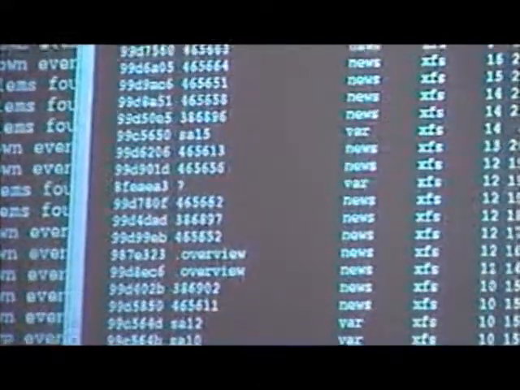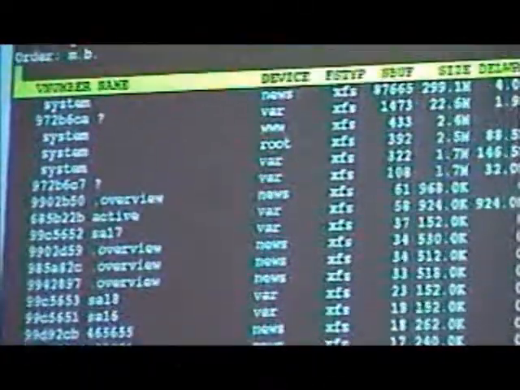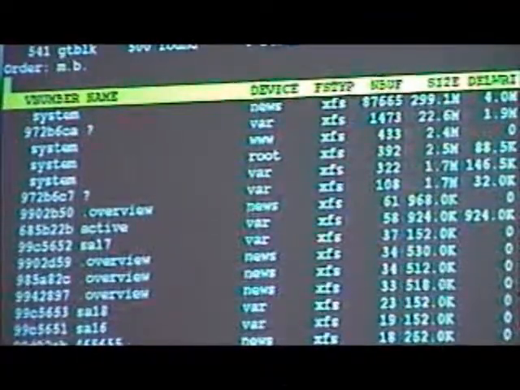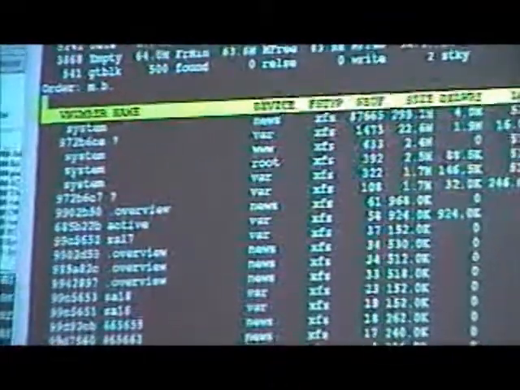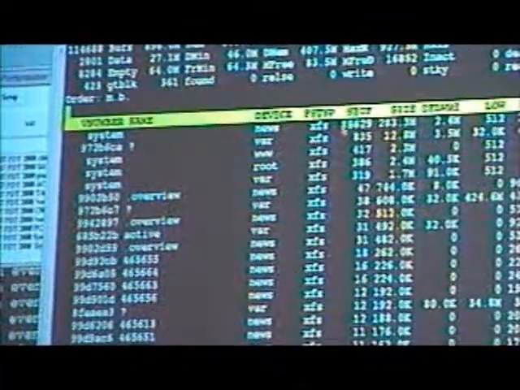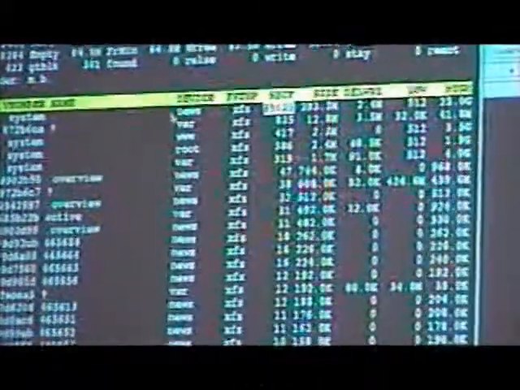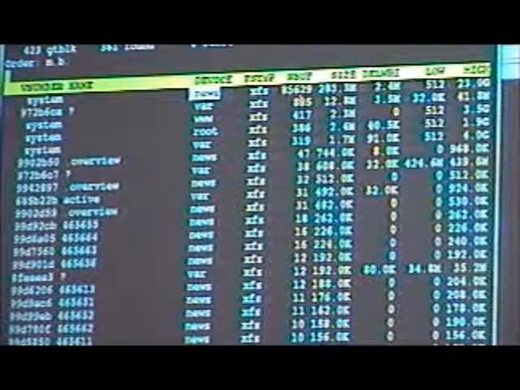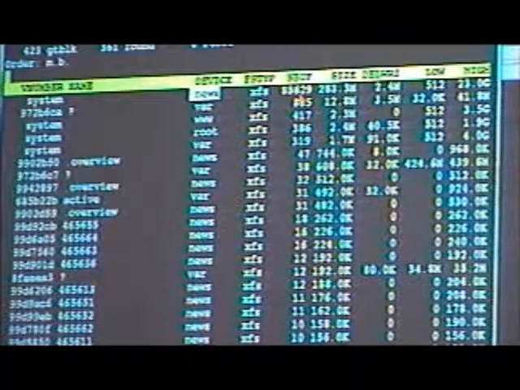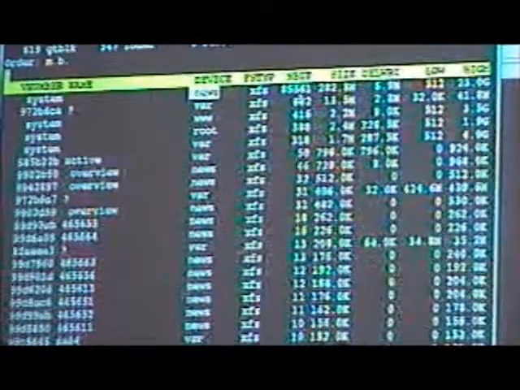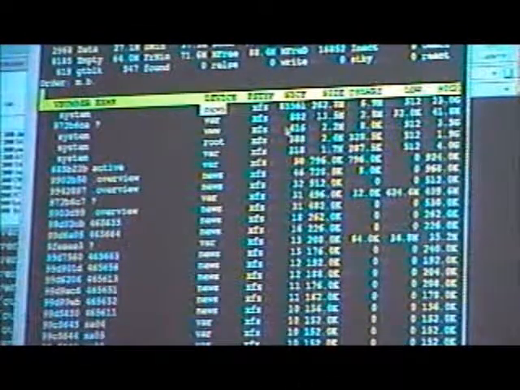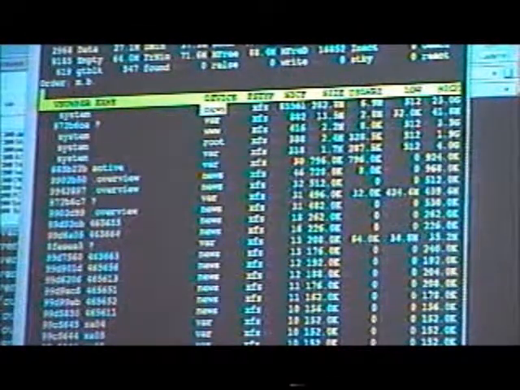There we are. So on this system, I've configured 114,000 buffers. 88,000 of them are being used by metadata right now. In fact, 85,629 are for the news file system. So that's all the inodes for all the news articles that are being handled by the news server. And everyone else is very small, 800 for var, 400 for www, and everyone else is way, way down there in size.